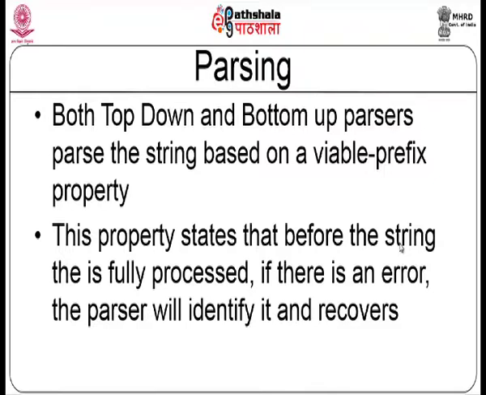So, viable prefix is nothing but, given a grammar, you will know what possibilities there are for a string to start with. Both the top down parser and bottom up parser parse the string based on this viable prefix property. Formally stating it, this property says that before the string is fully processed, if there is an error, the parser will identify it and recover.